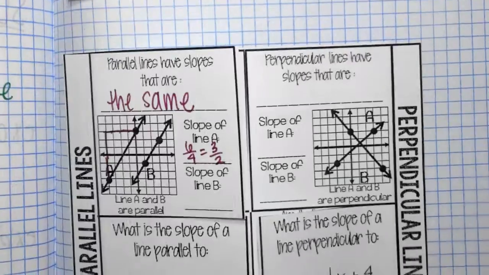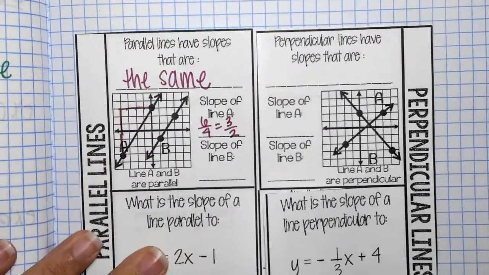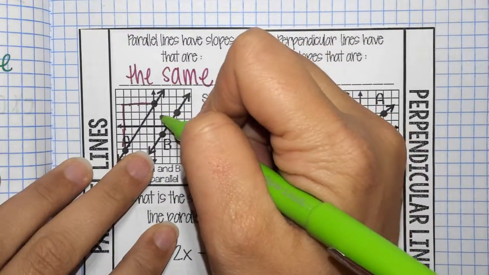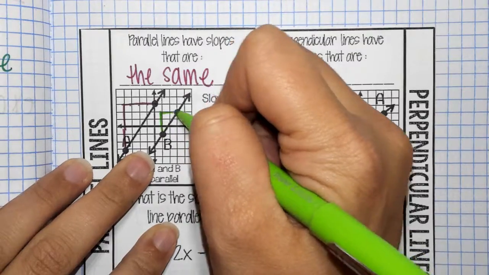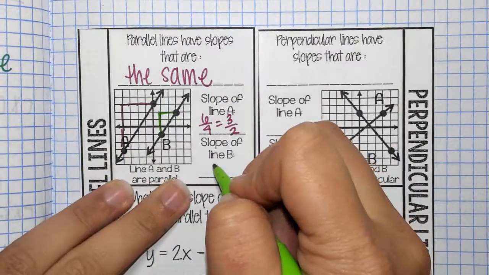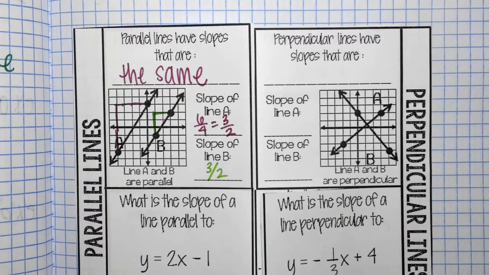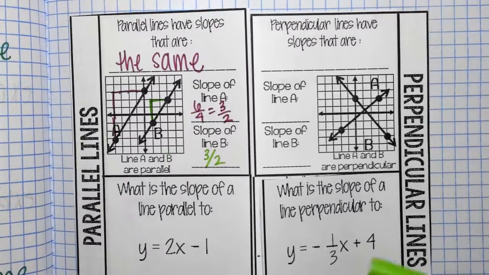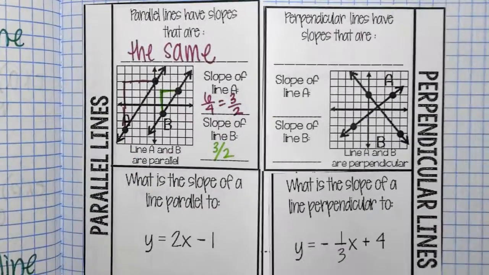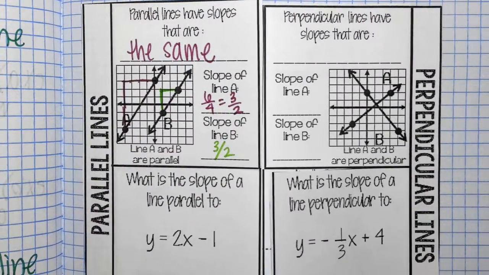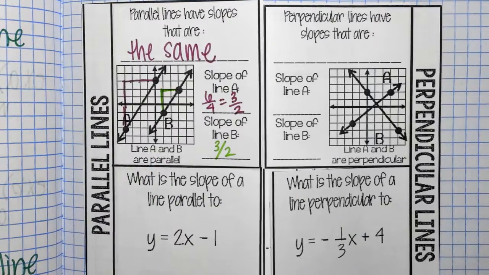Okay, now, it looks like A and B are parallel, but let's prove it, and let's figure out what the slope of B is. What's the rise and the run of B? 3/2. Y'all, it's not 3, 2, it's 3 halves. They are the same, so are those two lines parallel? Yes. So it's right saying that line A and B are parallel.